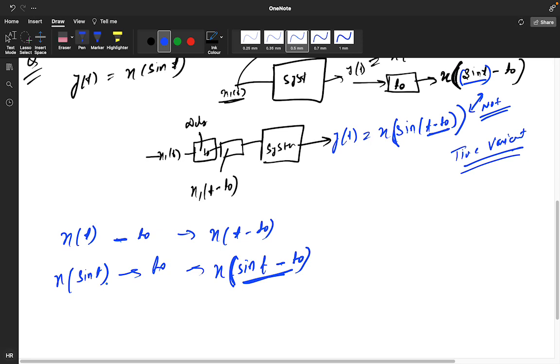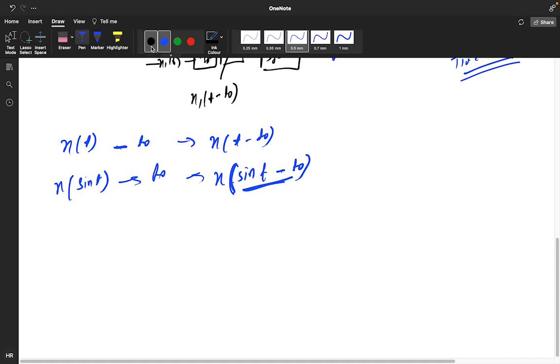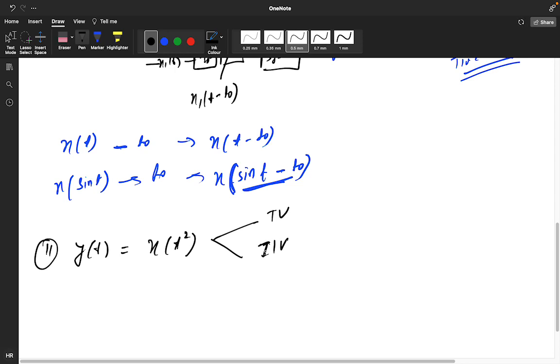Now I'm giving you one question, just tell me what will be the answer. y of t is equal to x of t square. So whether it will be time variant or time invariant. Prasanna, will it be time variant or time invariant? Priyanka, invariant, sir. Why invariant?